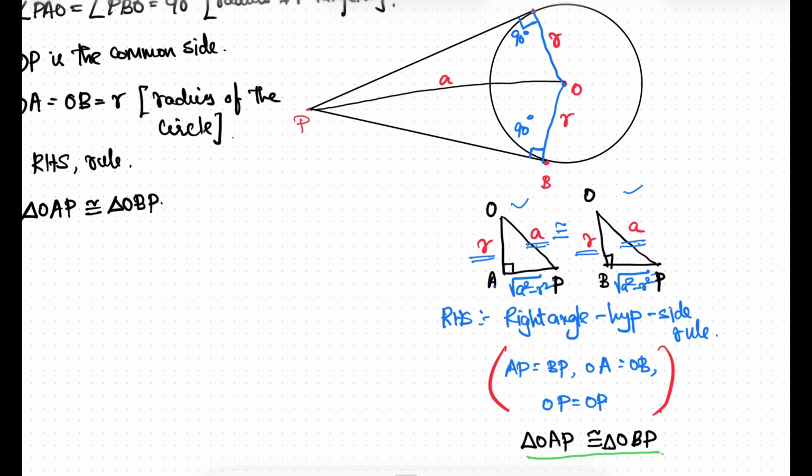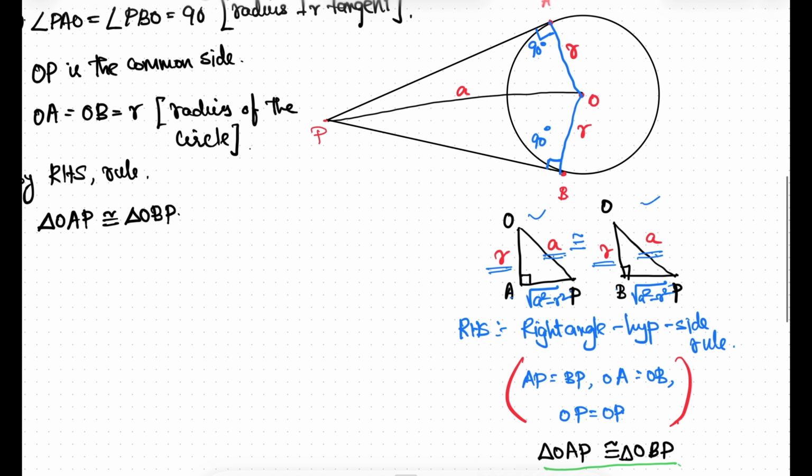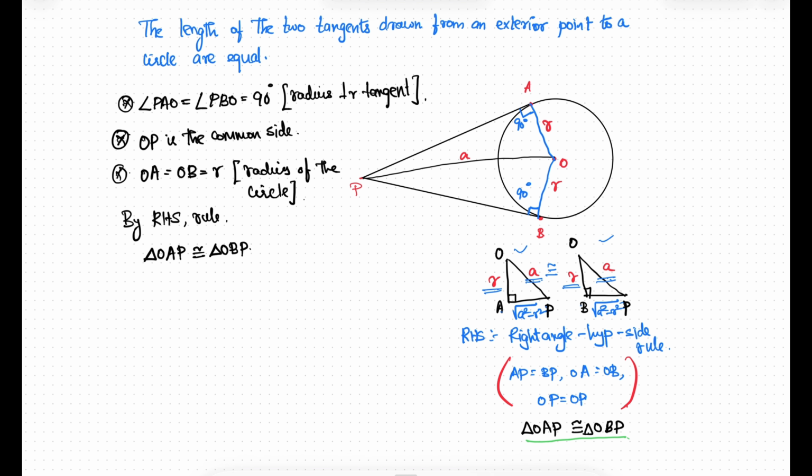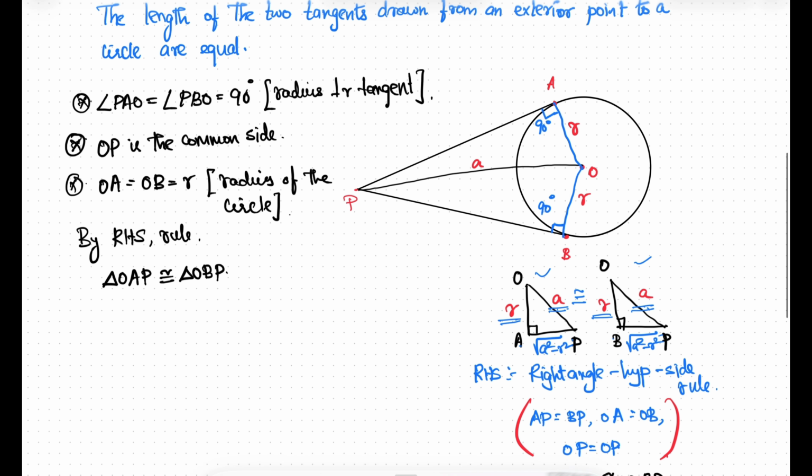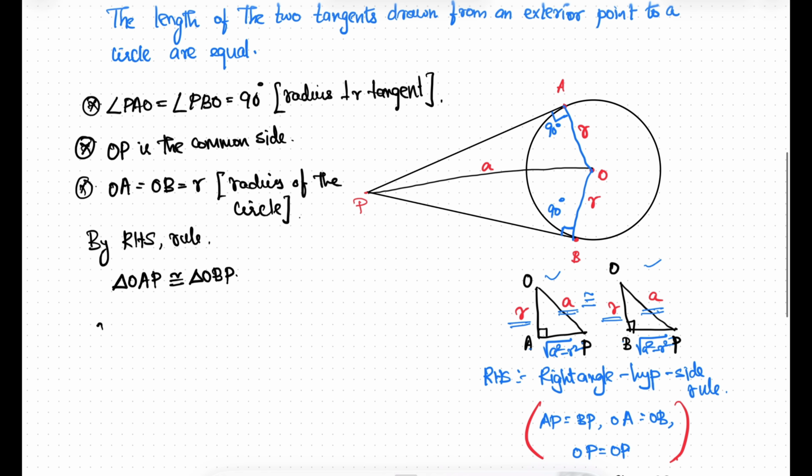This is the RHS rule, which means if both the triangles are right angled and their corresponding hypotenuses and any one of their corresponding sides are equal, then the pair of triangles can be called congruent. If they are congruent, it means that the corresponding sides are going to be equal as well. So PA is going to be equal to PB. This is our result, hence proved.